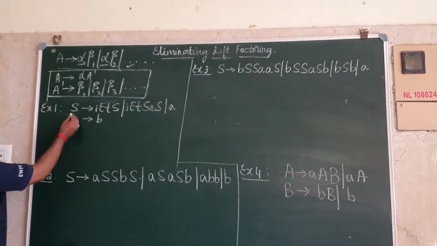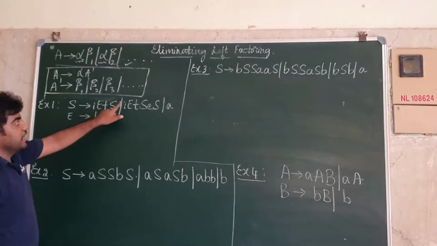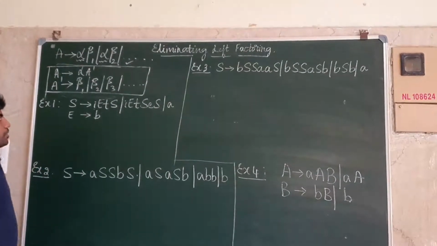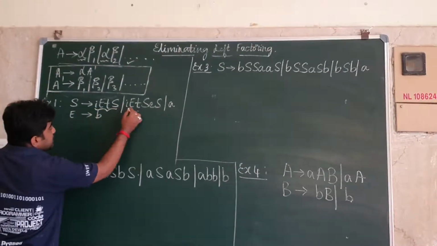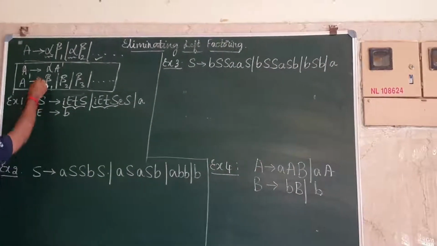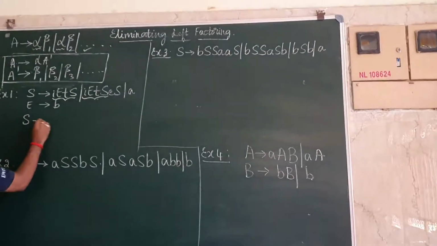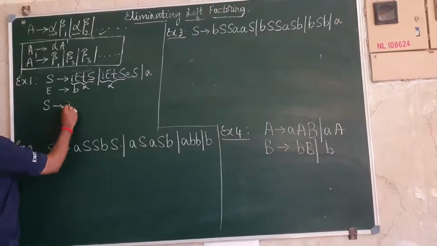Example 1. We have the grammar for the if condition: S tends to iEtS, iEtS else S, or a; E tends to b. Now what is common in these two productions? iEtS is common, so left factoring exists. So we have to bring it into this form so that left factoring will be eliminated. S tends to, what is alpha? This is alpha. What is common? That will be alpha.